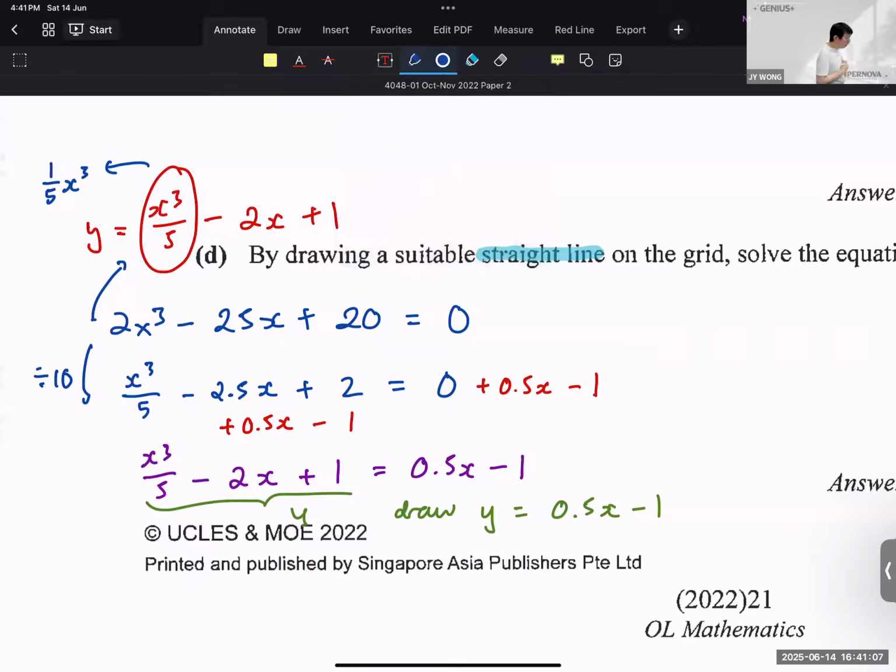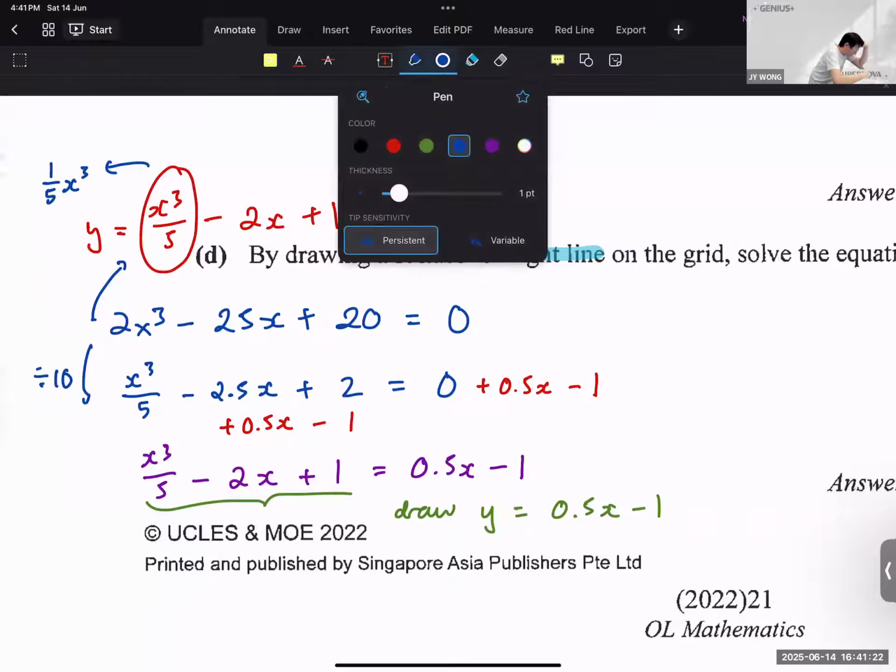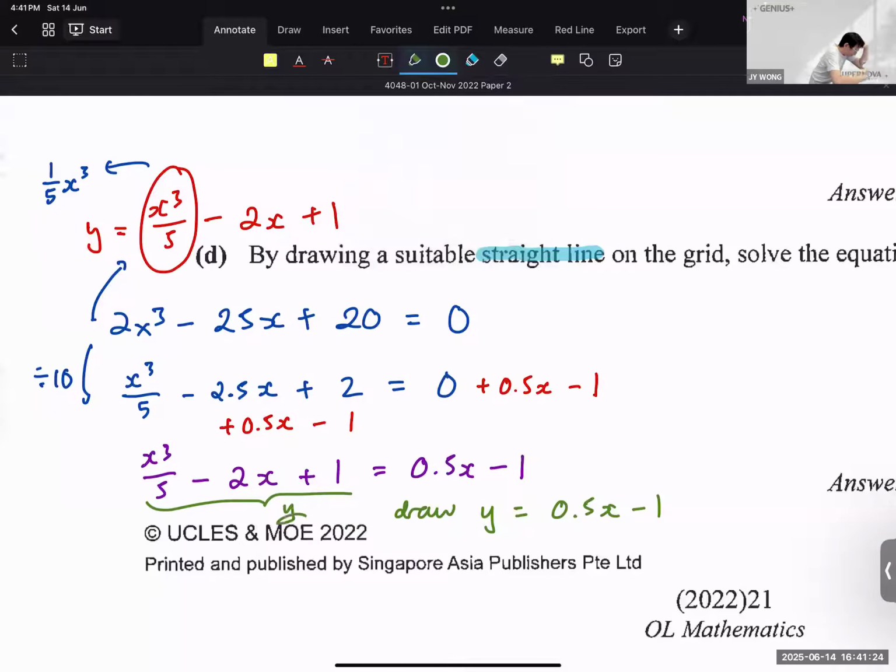So the condition is always that this needs to be a straight line. If it's a straight line, you can only have y equals to mx plus c. I cannot see x cubed, I cannot see x squared, and any other funny thing. Okay, so this kind of question is standard. It's all about making sure your y can appear in the equation.